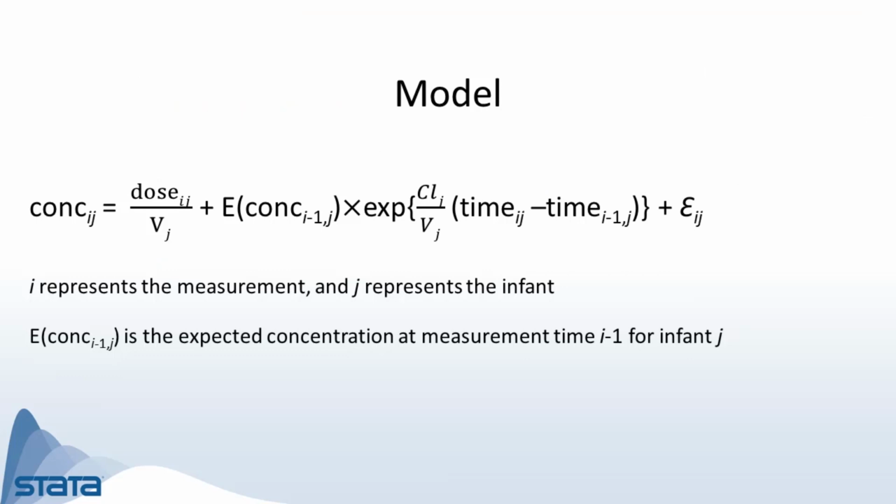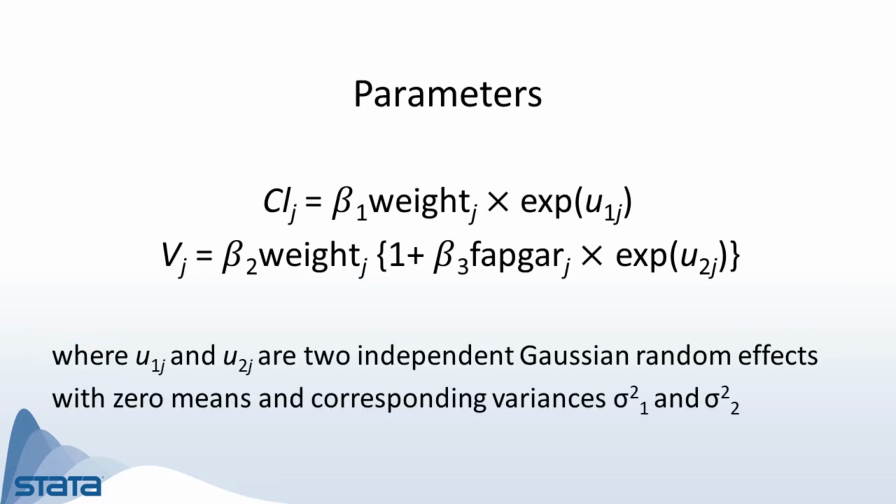A one-compartment open model with intravenous administration and first-order elimination was used to model the pharmacokinetics of this phenobarbital study. The model parameters include the clearance and volume of distribution for each subject j. So we have the following model. i represents the measurement and j represents the infant or subject. Notice that concentration at time i for infant j depends on the expected concentration at time i minus 1 for that same infant. In addition, clearance and volume were parameterized using some of the covariates as follows, where u1j and u2j are two independent subject-level Gaussian random effects with zero means and variances sigma squared 1 and sigma squared 2.